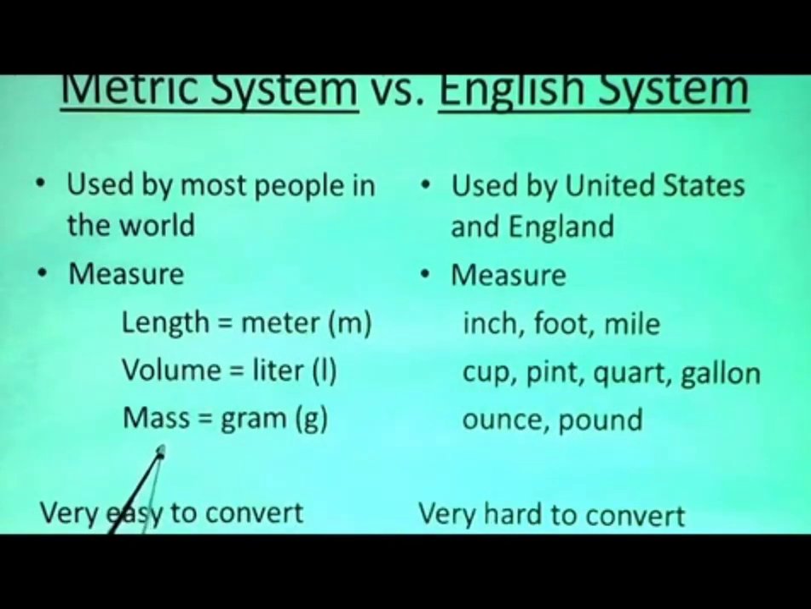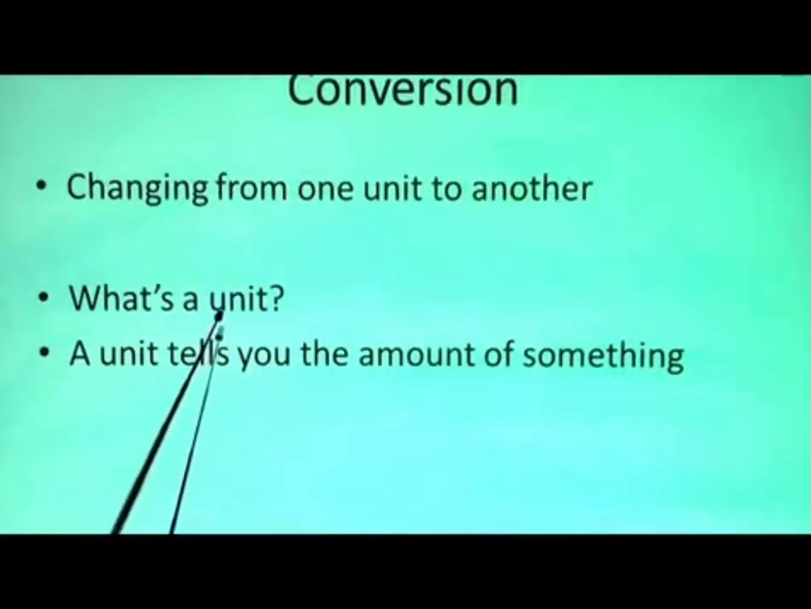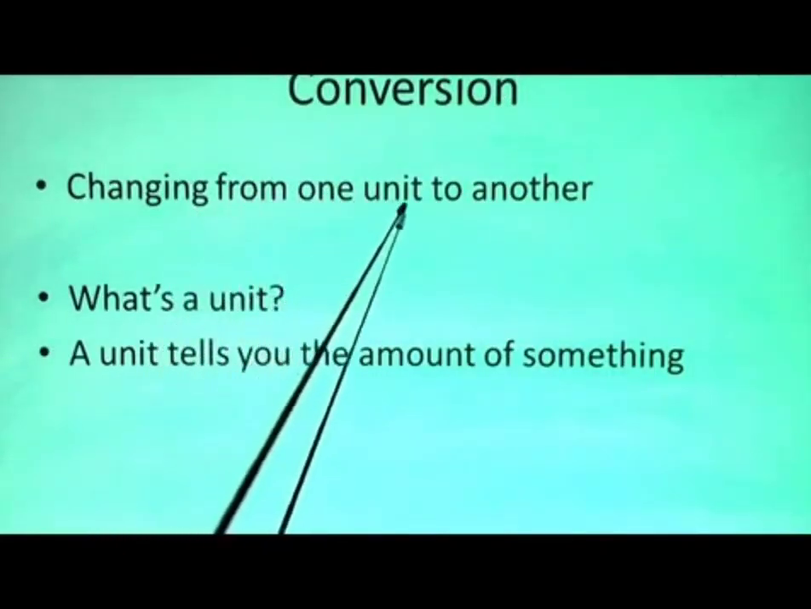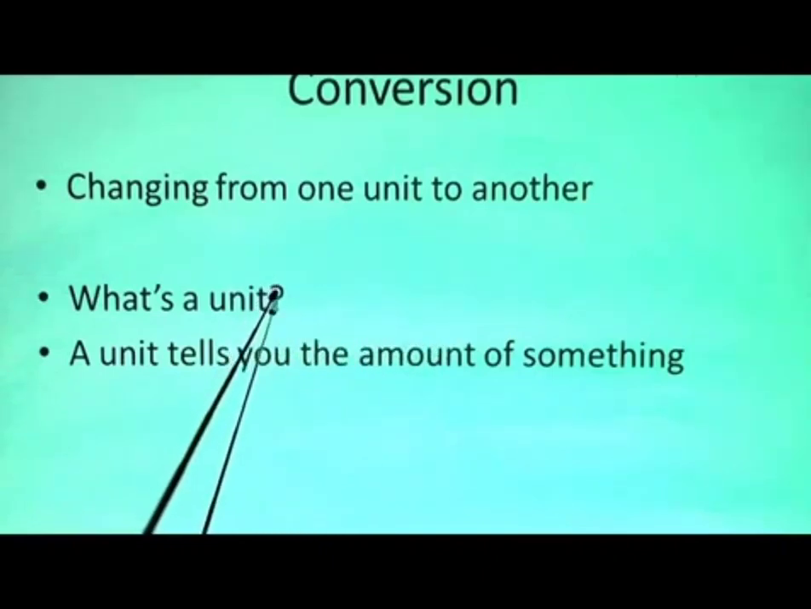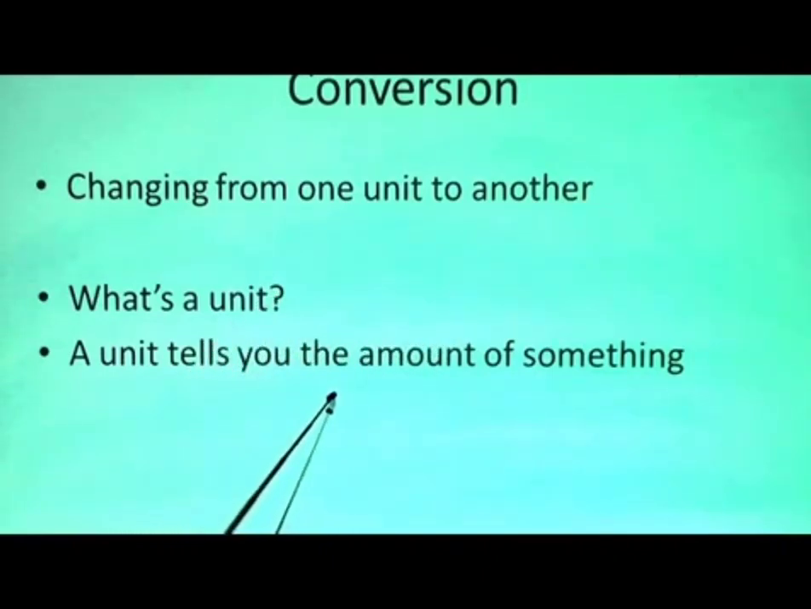On this side, the metric system, the units are always different by a power of 10. That is, it's either 10 or 100 or 1,000 times greater or less. Remember, a conversion is changing from one unit to another. So what is a unit? Well, a unit tells you the amount of something that you have.